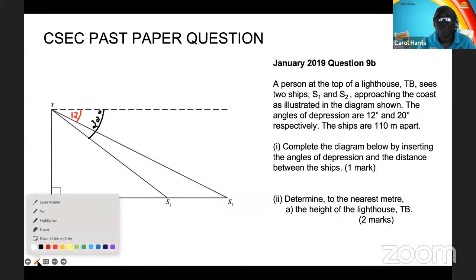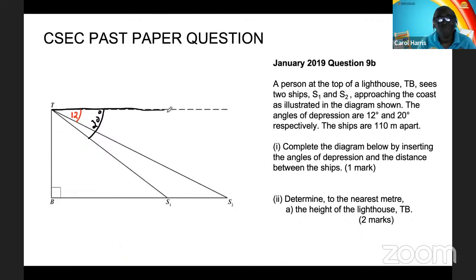So the 20. Okay, I'm still trying to get how we drew. Yes, sir, thank you very much. That's our horizontal. Yes, miss. And then you're looking down. Mm-hmm. And the bigger down is for the nearer object.